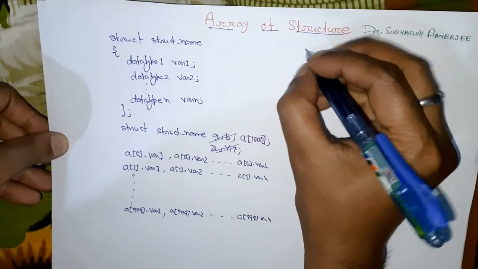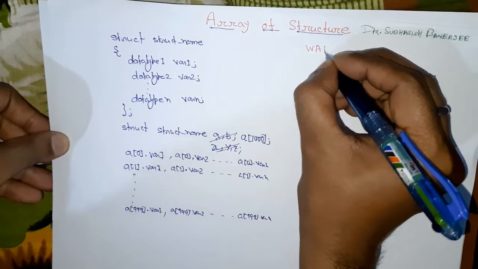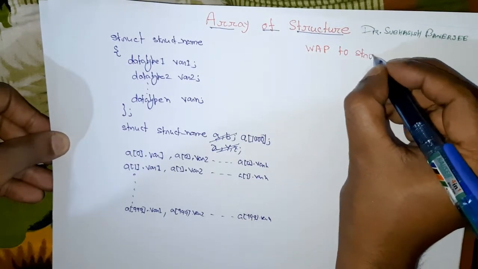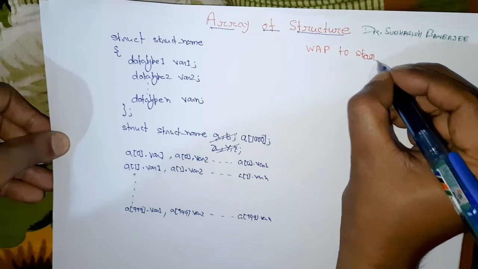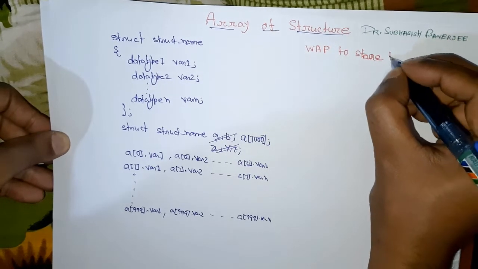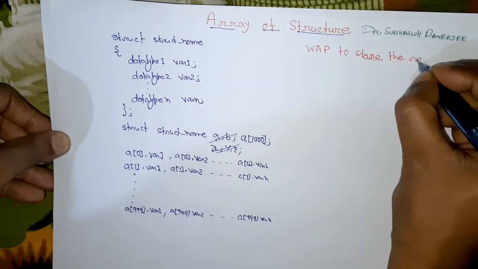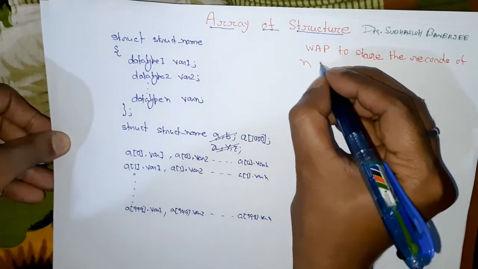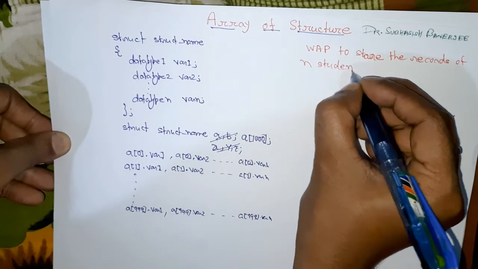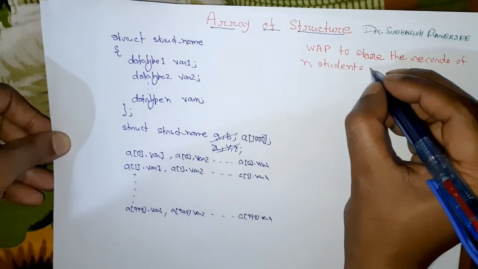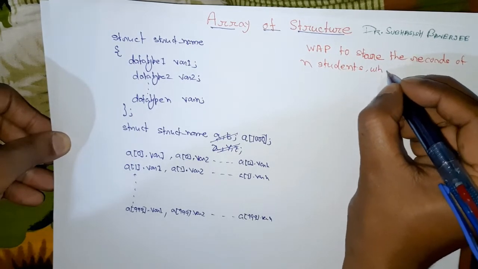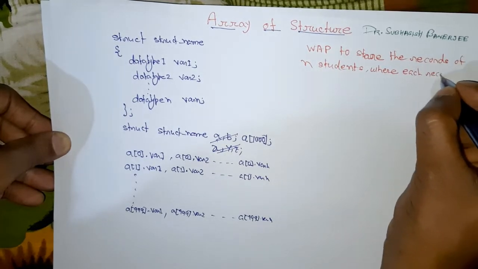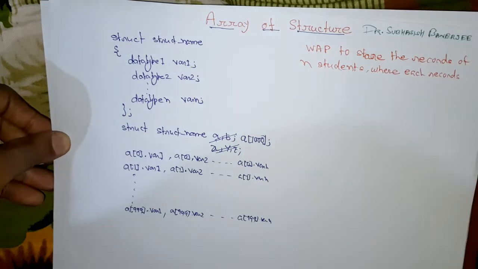Take an example. Suppose we write a program to store the record of n students, where n may be asked by the user. Each record means each record about the student, what are their attributes, what are their values.